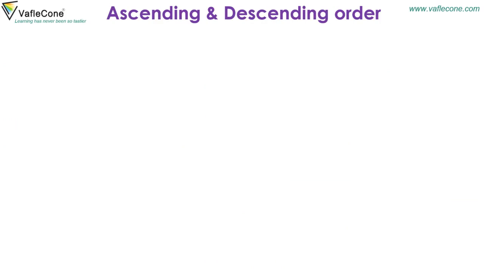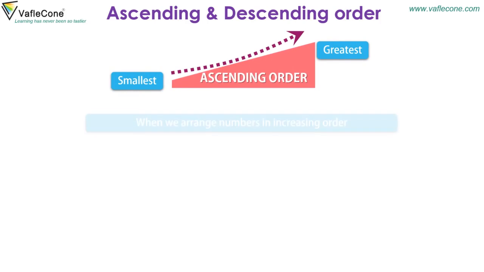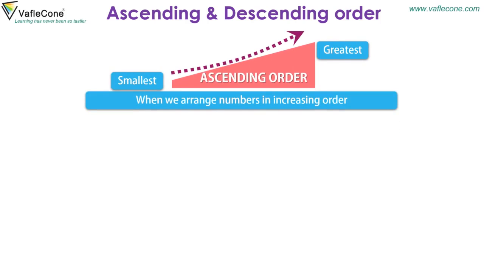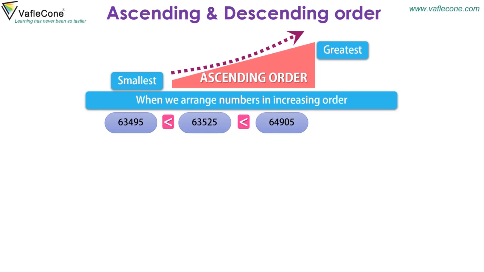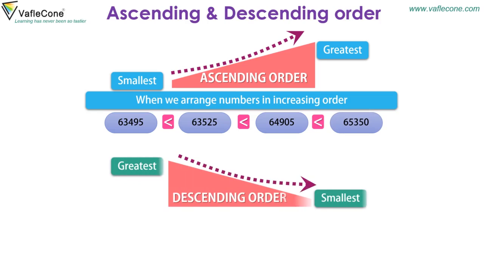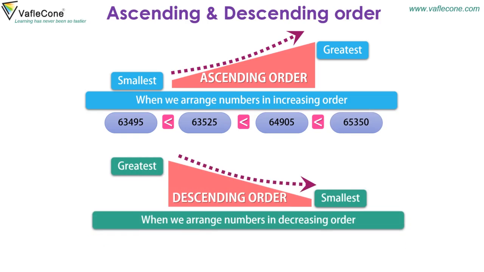Ascending and descending order. Ascending order: when we arrange numbers in increasing order, for example, 63,495 is less than 63,525, which is less than 64,905, which is less than 65,350.